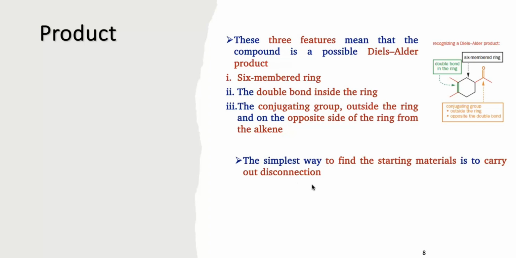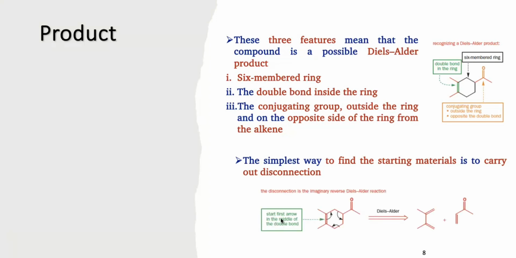So how can we carry out a disconnection? We should draw arrows accordingly: the first arrow will start from the middle of the double bond, and it will follow the same pattern as we have followed for the Diels Alder reaction to occur. So we will do a reverse Diels Alder reaction. It will follow this pattern, and this is a retro Diels Alder reaction. It will give the diene and the dienophile that underwent Diels Alder reaction to give the desired product.